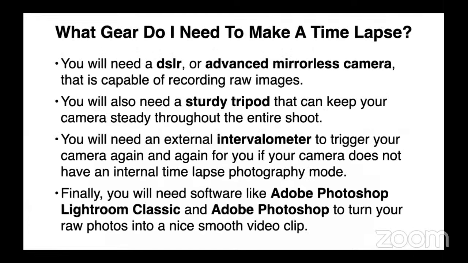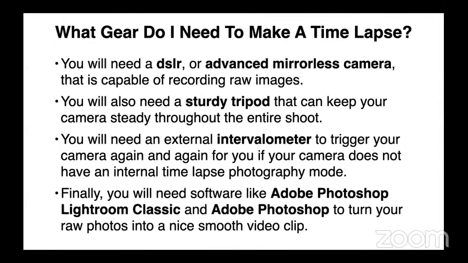Now, to do this kind of photography, you need some basic equipment. You need a DSLR or mirrorless camera. You need something basically that can shoot raw files. You definitely need a sturdy tripod. This is a type of photography where hand holding isn't going to work well for you. We need the camera to stay steady, let's say, through an entire hour or through the evening.